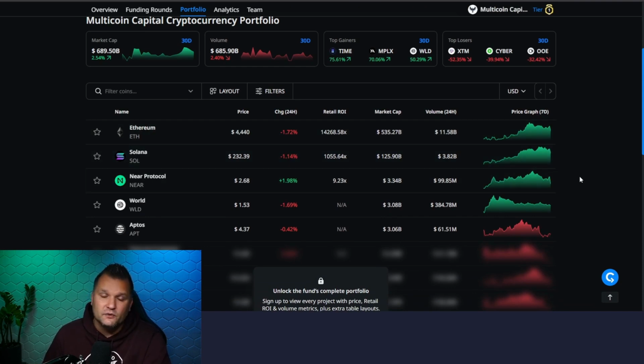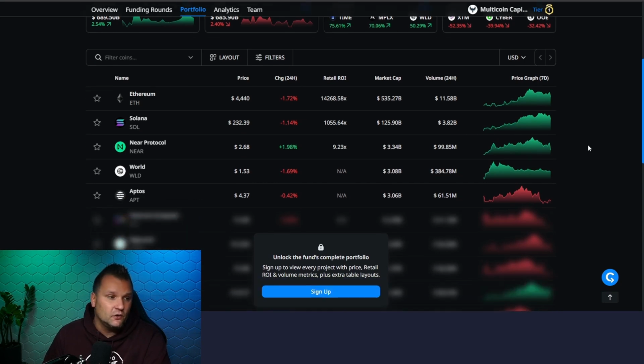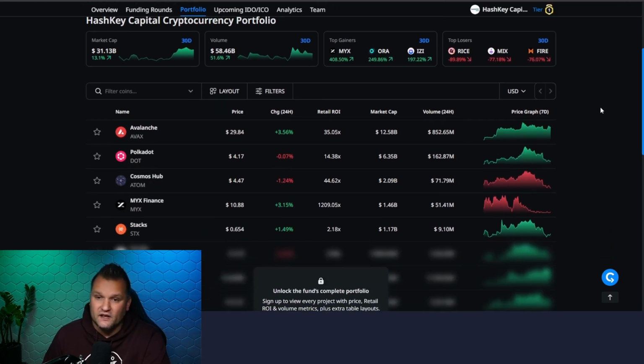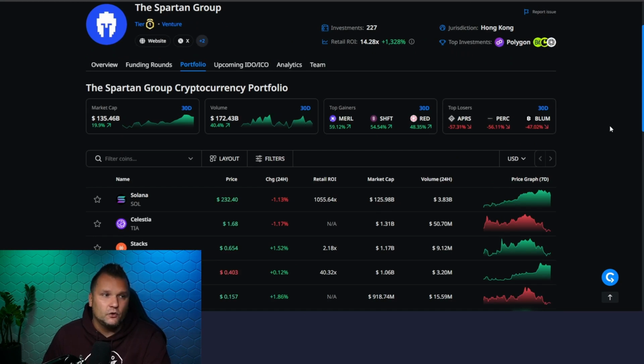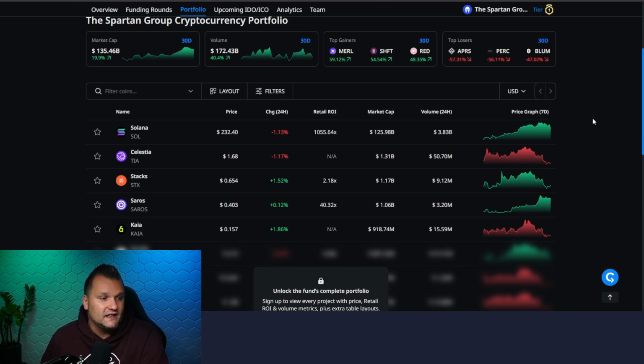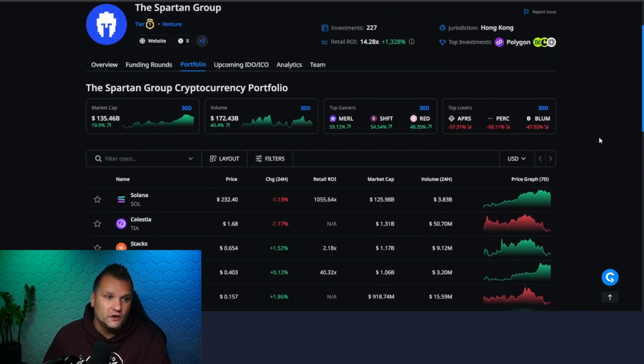Those are their largest positions in their portfolio, and they got in relatively early, just like with WorldCoin and Aptos. Another one is Hashkey Capital, which comes from a completely different area. Namely Avalon, Polkadot, and Cosmos. Those are their largest positions in their portfolio. And then we also see the Spartan Group, which is again from the Solana, Celestia, and smaller cryptocurrencies sector, which mainly, though not always, run on Polygon and Solana.